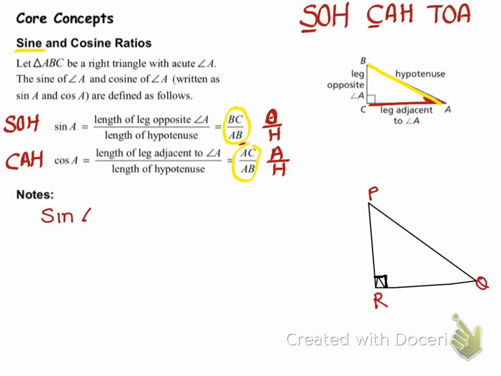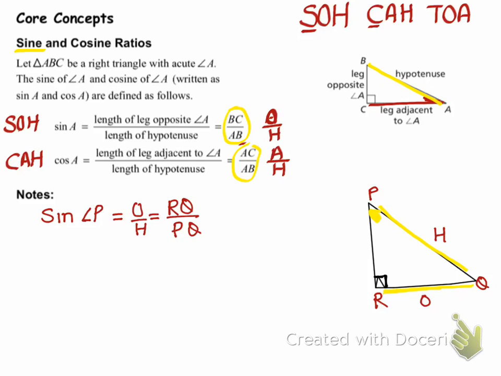If I want the sine of angle P, what is my sine? The expression is opposite over hypotenuse, O over H. The opposite is RQ over PQ. So this is our O and this is our H.